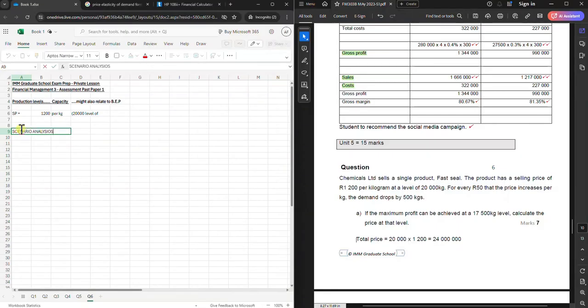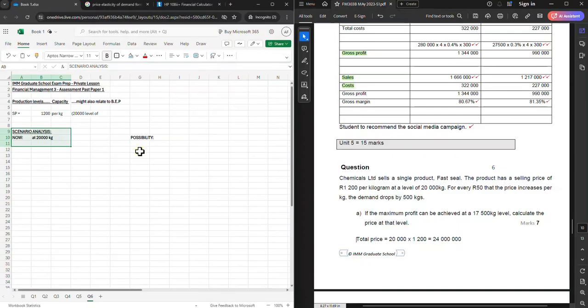And the what if is that the maximum profit can be achieved at a 17,500 kilogram level. They want us to know what the best selling price is. Do you understand the whole thing now? You need to practice that in the exam. You have to fully grasp what's actually happening before you do any working, because otherwise you're just working blindly. There's no point doing lots of number crunching or writing down lots of things if you don't even know what you're trying to achieve.